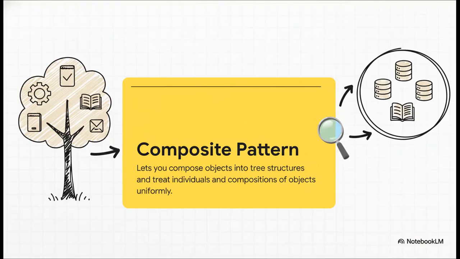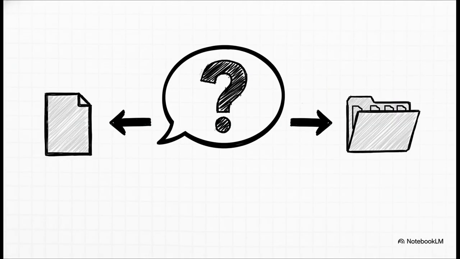The whole idea is right there in that definition. It helps you build out your tree, but the truly brilliant part is that it lets you treat a single little item and a whole group of items in the exact same way. That word uniformly is key. And this right here, this is the light bulb moment for understanding this pattern. A single file has a size, right? And a whole directory, which is just a bunch of files and other directories, also has a total size. The composite pattern lets your code ask both of them, hey, what's your size, using the exact same command. Your code doesn't need to care if it's talking to a single leaf or an entire branch of the tree.